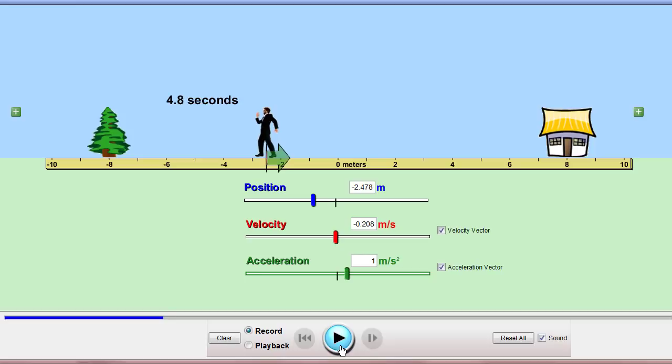Interesting. So with that combination, a negative velocity and a positive acceleration, the man did what? That's right, he slowed down. Let's go ahead and record that in our chart.